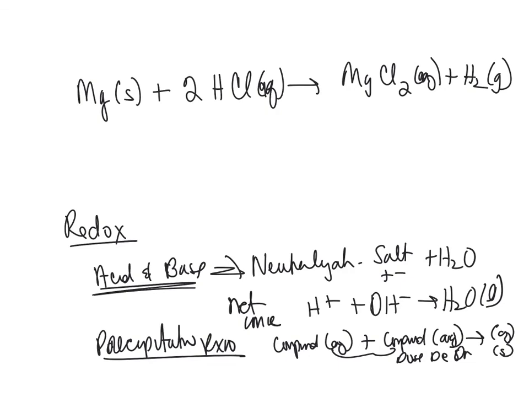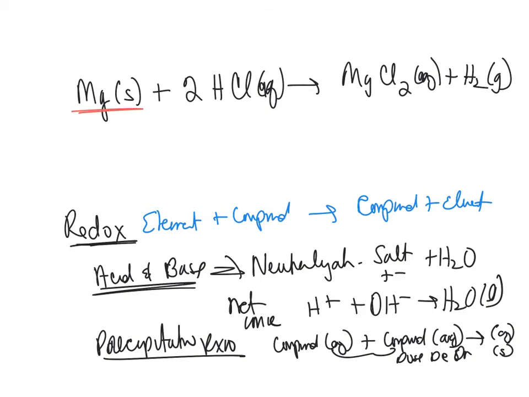Now here, when I recognize redox, I always see that's an element plus a compound. And then on the product side, you see a compound plus an element. And it actually kind of exchanges that element. So we know this is redox as you have an element here and you have a compound. And when I see that, I think of redox. There are like 3 different redox types of reactions that your book talks about.